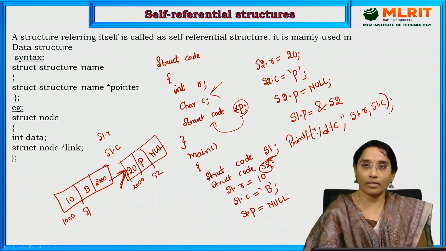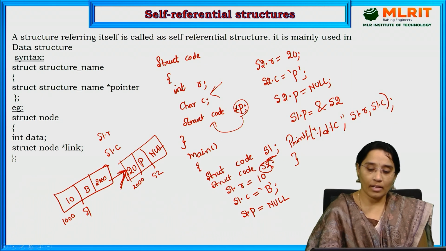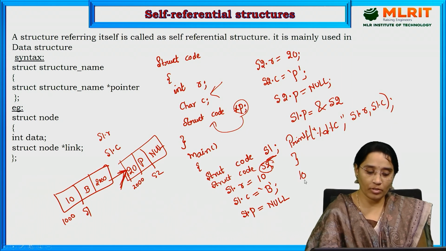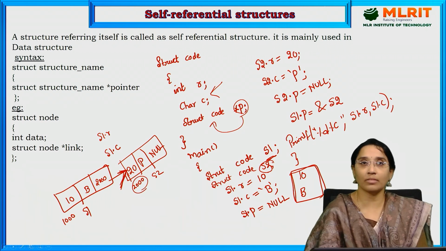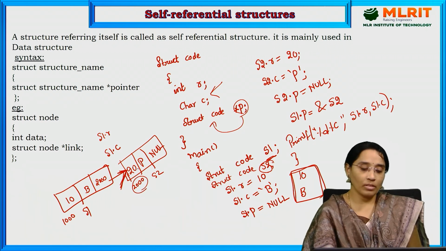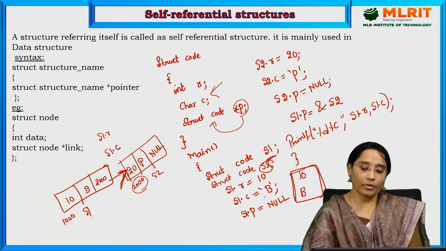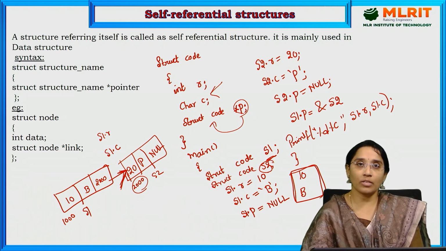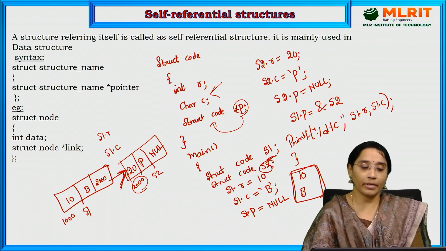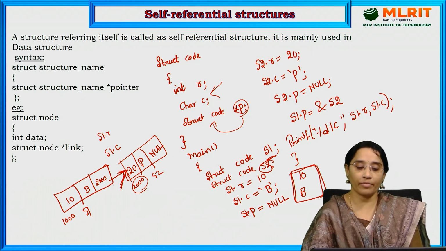Suppose I write like this, what will be the answer I'll get? S1 dot R is 10 and S1 dot C is B. So by knowing the address, you can access the members of another structure, with the help of pointers. So what are self-referential structures? One or more pointers pointing to the structure of same type are called self-referential structures.